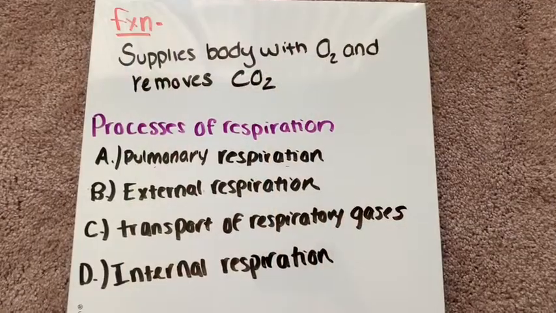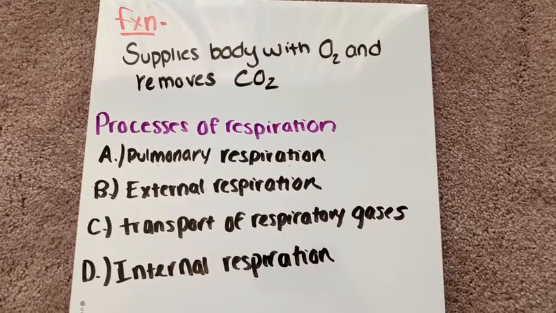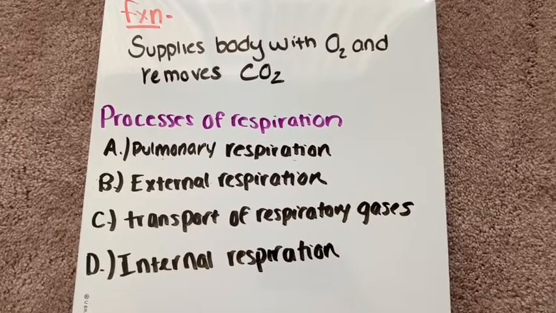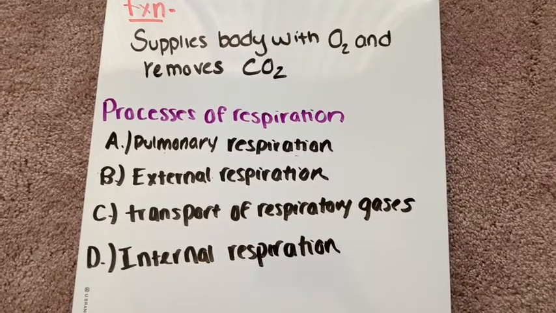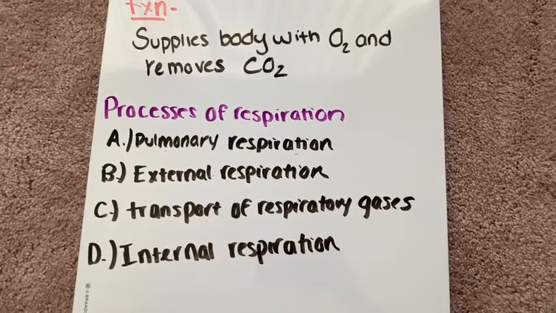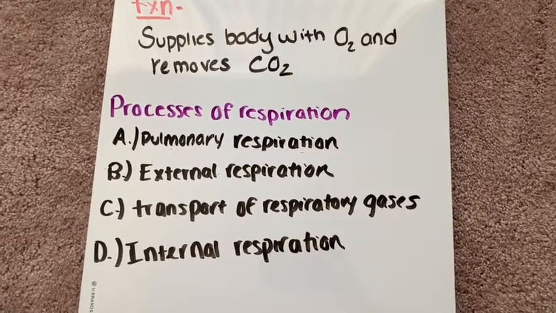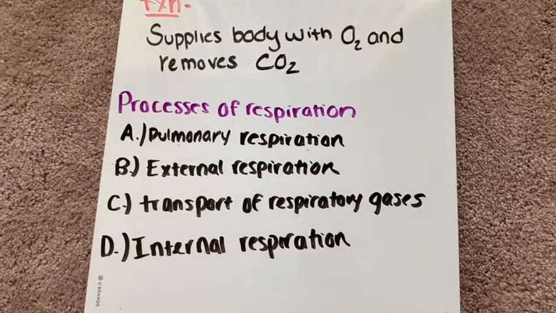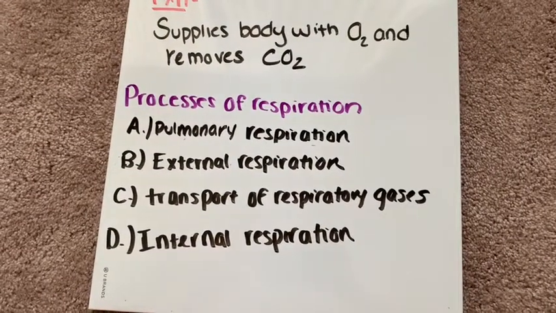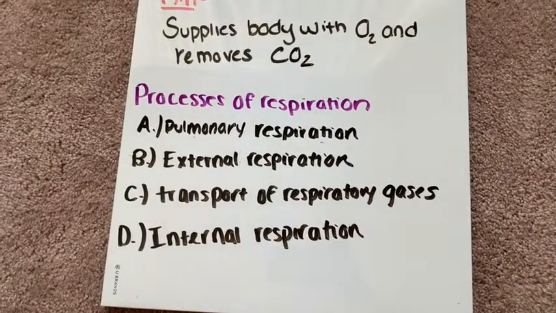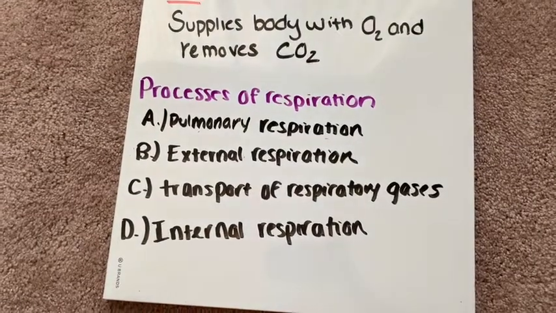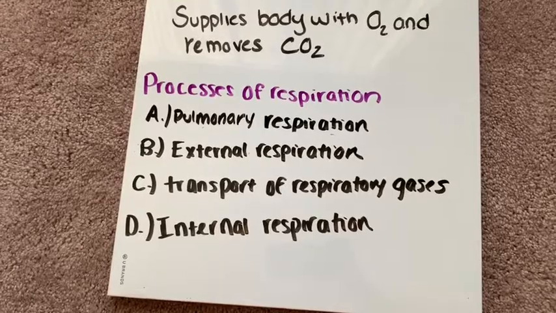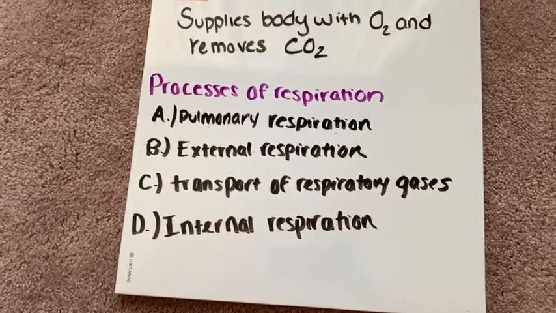The function of the respiratory system is to supply the body with oxygen and remove carbon dioxide. There are 4 processes of respiration. Pulmonary respiration is moving air in and out of the lungs. External respiration is O2 in the lungs to the blood and CO2 in the blood to the lungs. Transport of respiratory gases is moving O2 and CO2 through the blood. Internal respiration is moving O2 from the blood into the tissues and CO2 from the tissues to the blood.